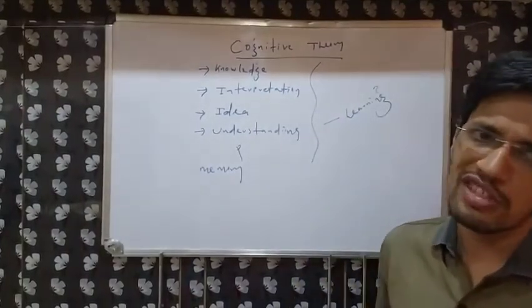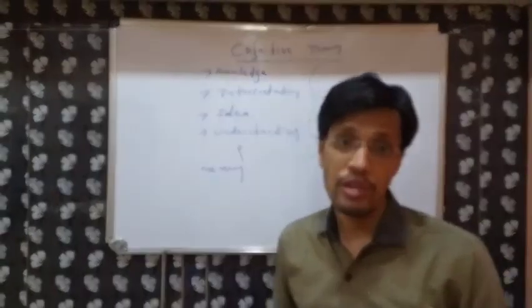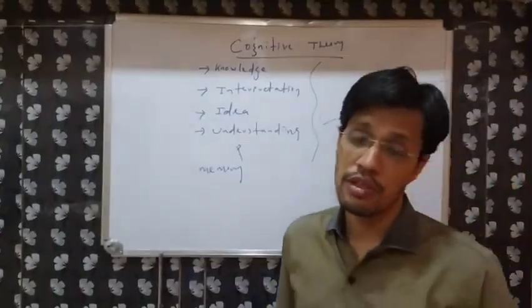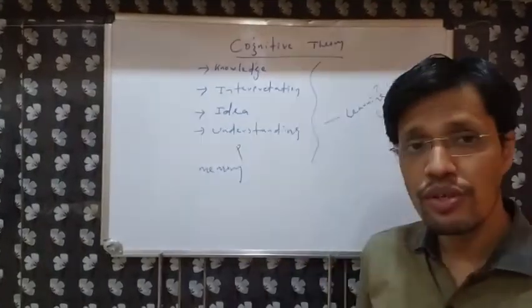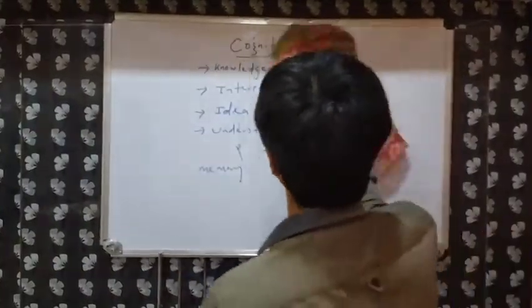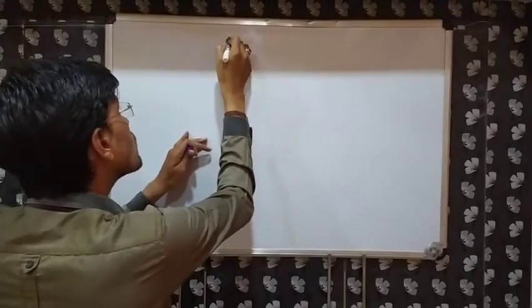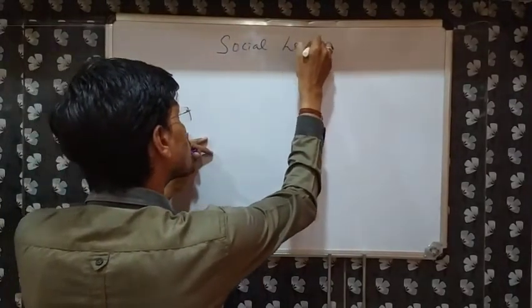Probably this particular concept is understood. If still it is not understood, you just call me. I will try to explain it in a better example, a better way. So the last theory of learning, which is also highly important, is social learning theory.